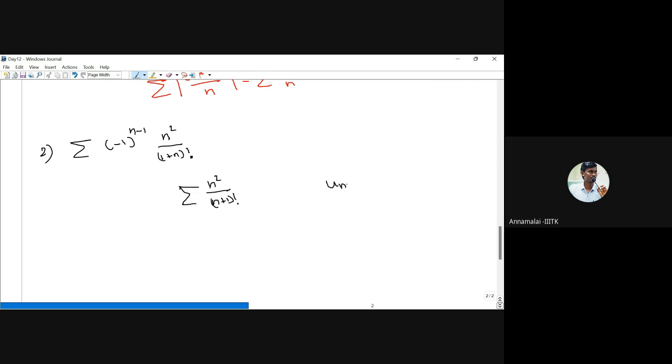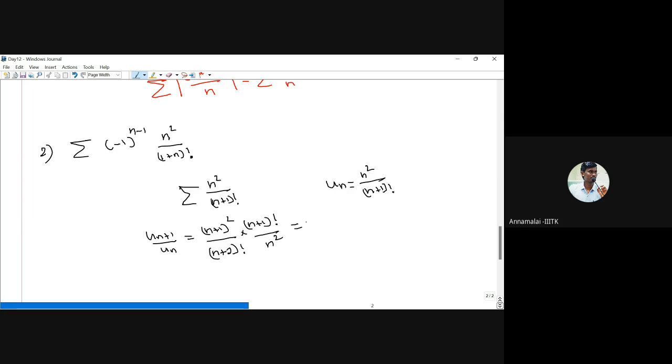So, you have to apply the ratio test. Un is n square by n plus 1 factorial. Therefore, un plus 1 by un is n plus 1 square by n plus 2 factorial, into the reciprocal of un. Therefore, we get n plus 1 factorial by n square.